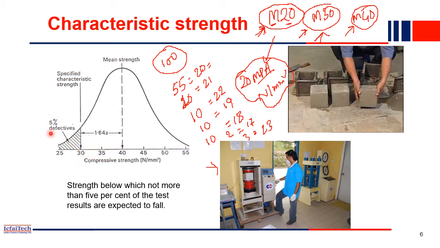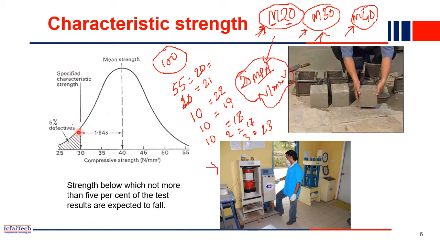How did we get the 5% area? This area is basically the 5% area. If you use 30, then there is only 5% probability that the structure strength is less than 30, whereas 95% of the time the structure strength will be more than 30. So this strength 30 is actually called the characteristic strength of concrete. This definition is given in IS 456. The strength below which not more than 5% of the test results are expected to fall, that strength we will consider.